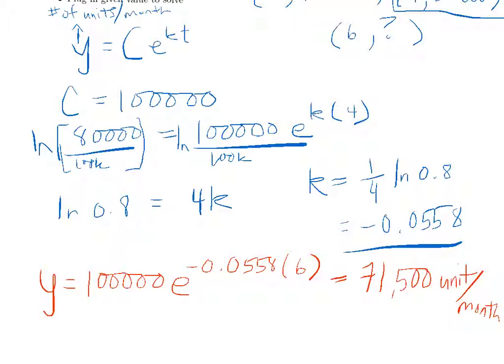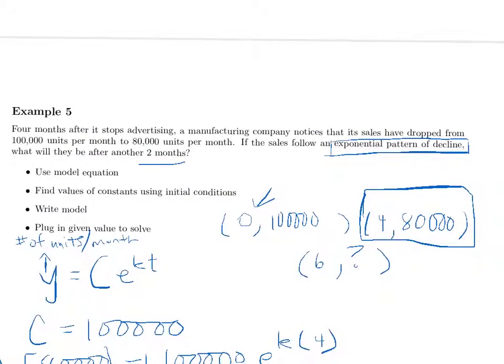This one is easier than example 4. These are all pretty easy. You don't actually have to solve any differential equations for these last two. You just see that they tell you it's exponential growth or decay, and then you know right away that means y equals Ce to the kt.